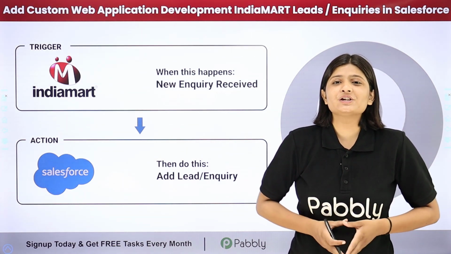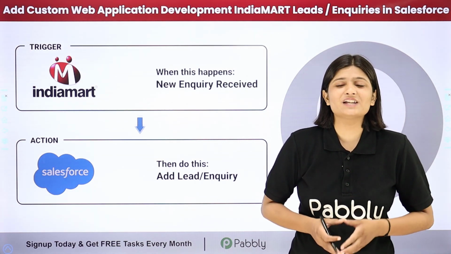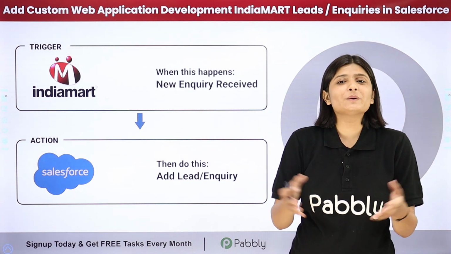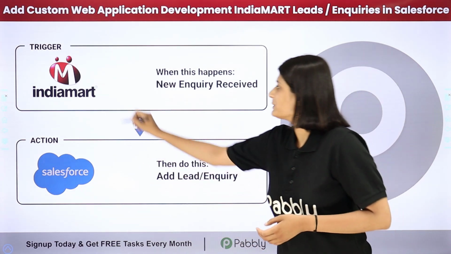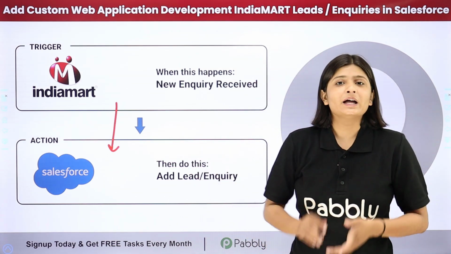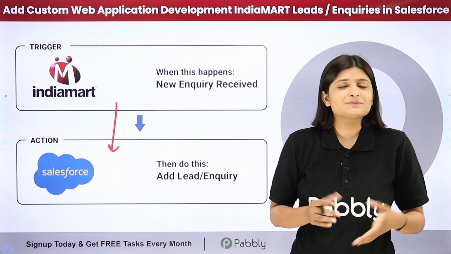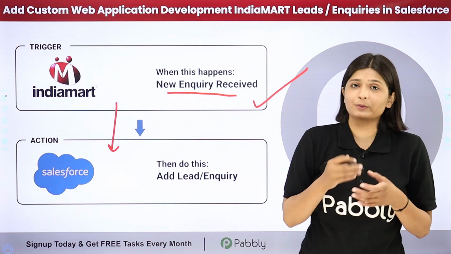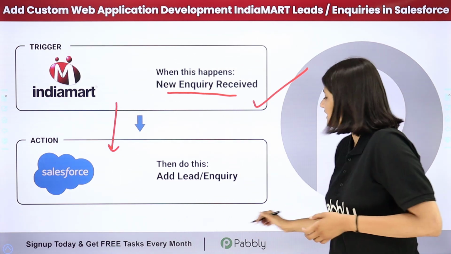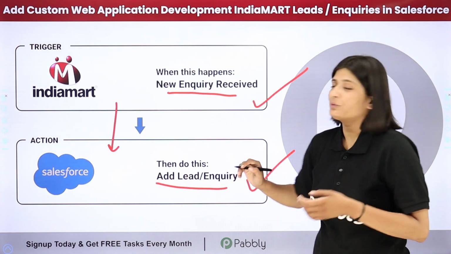So to do this automation, I am going to use Pabbly Connect. Pabbly Connect is an amazing automation and integration software which requires no coding or programming skills. Here I just need to build connection between IndiaMart and Salesforce. Pabbly Connect runs on two principles, which is trigger and action. Here as my trigger application, I will take IndiaMart from where I will receive new lead and inquiries, and then in my action application I will take Salesforce where these leads and inquiries will be added automatically.